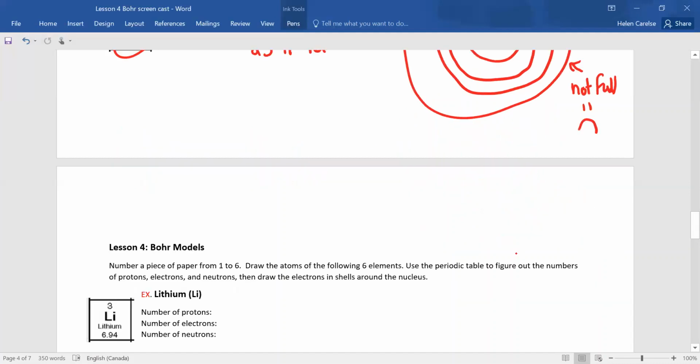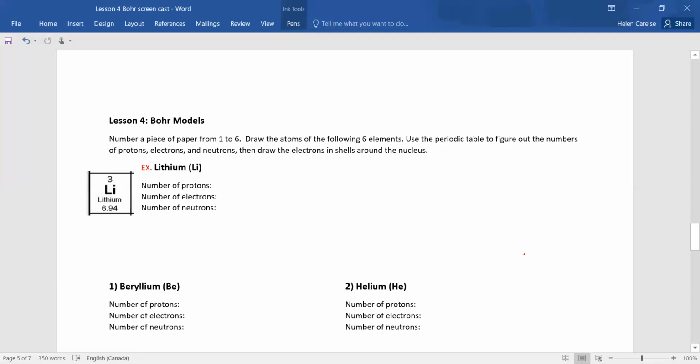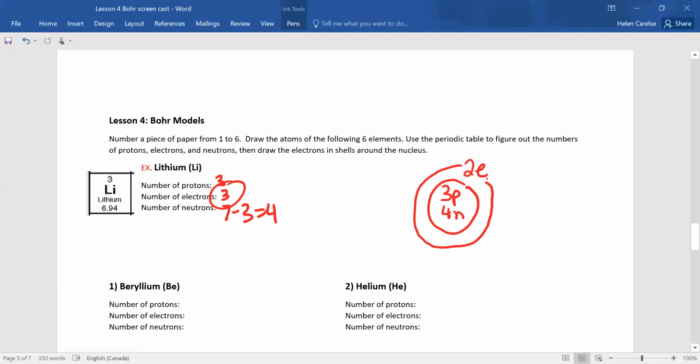Okay, so here's your assignment. It's posted underneath the video. And what you're going to do is exactly what you saw me do. You're going to figure out the number of protons, electrons, and neutrons. You draw a nucleus, put the protons and neutrons in there, and then you're going to take the electrons and fill up the shells one at a time until you've used all your electrons.